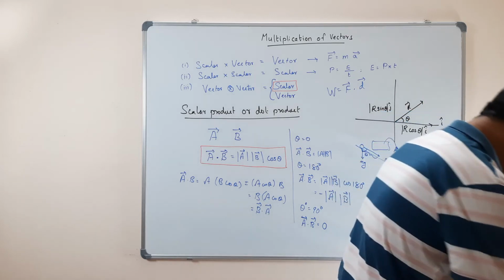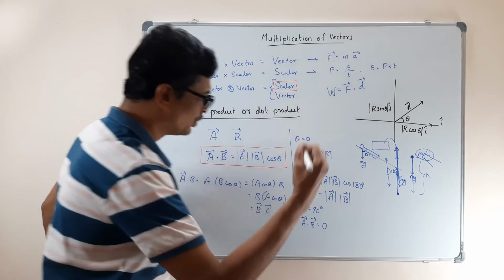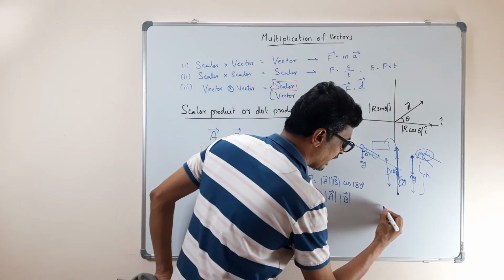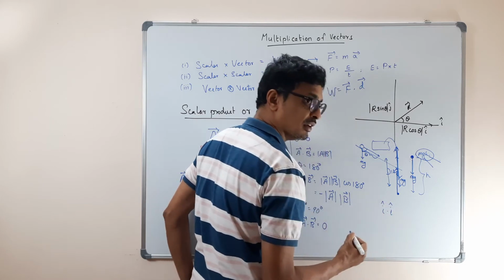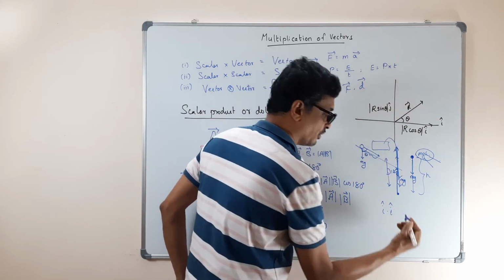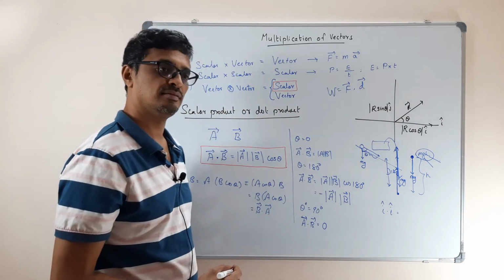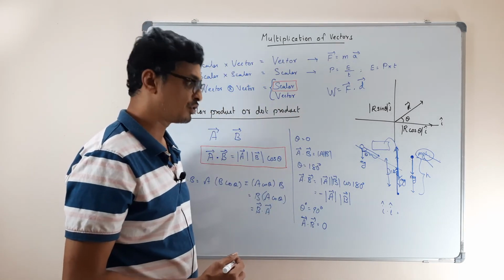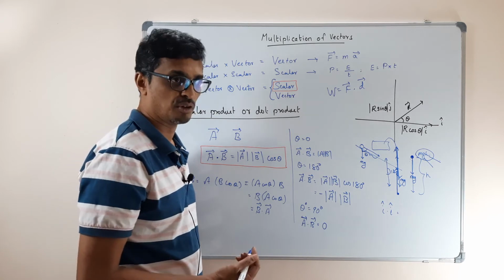Good, so now can you tell me what will be your i cap into i cap? You know what is i cap? Along the x-axis. What will this be? In the same direction. Correct. So what is the angle between i cap and i cap? 0. So cos 0 is 1.